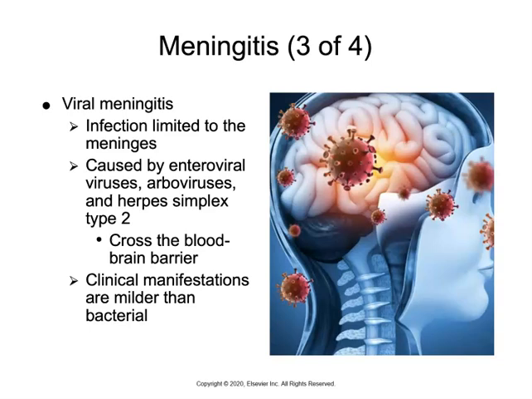And this is an infection limited to the meninges and is generally going to be less severe than bacterial meningitis. It's going to be caused by either enteroviruses, arboviruses, or herpes simplex virus type 2, which can once again cross that blood-brain barrier and trigger inflammation. The symptoms are going to be similar to bacterial meningitis, but more mild. So it often will include a headache, fever, neck stiffness, and sensitivity to light. Now, unlike bacterial meningitis, antibiotics are not going to be effective here, and treatment focuses on supportive care, with most cases resolving on their own within a few weeks.